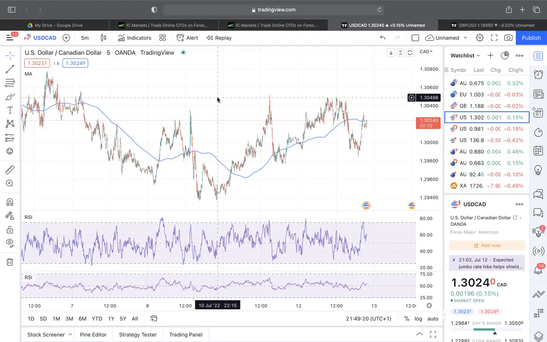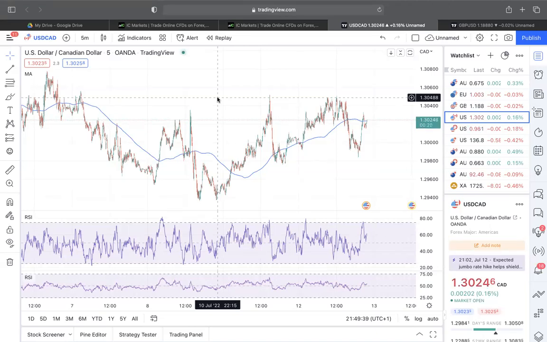I'm going to list them down below in the description for you to look at, but they're basically USD GBP, Euro GBP, GBP JPY, USD Swiss franc, and USD Canadian dollar. So those 5 are fairly easy to trade, I'd say.